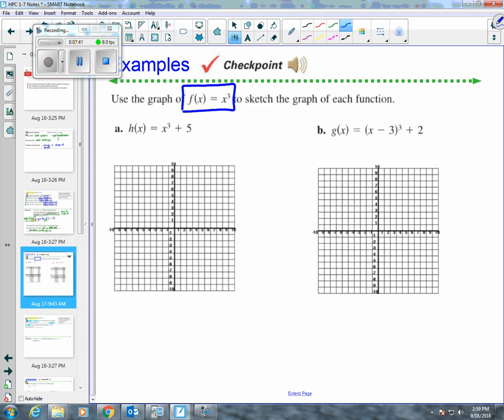h of x, adding 5 on the outside. That means every value, every output is going to be raised 5 units up. So this is a vertical shift. So we are doing a vertical shift of up 5 units.